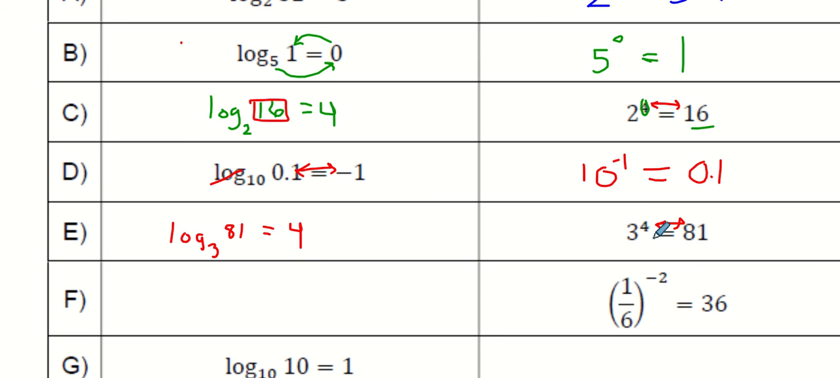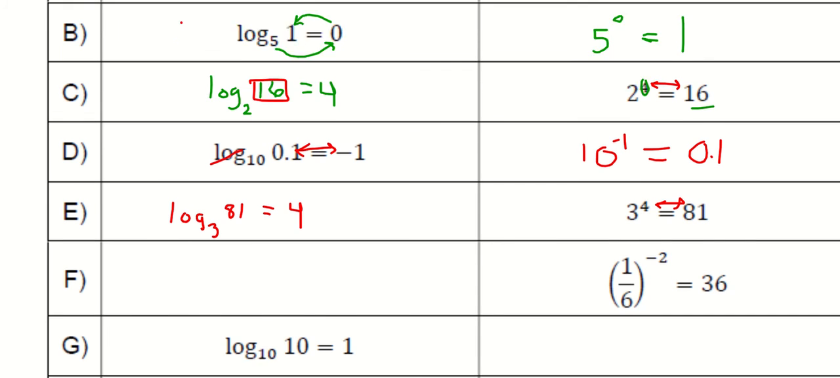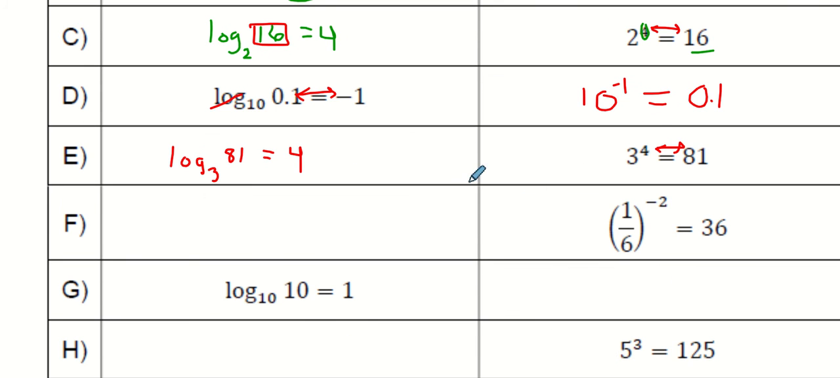And to maybe help it make a little more sense, in the same way that multiplication is the opposite of division, raising something to a power is the opposite of logging something. So the opposite of raising something to the fourth power would be logging that function. But anyway, we'll do one more.